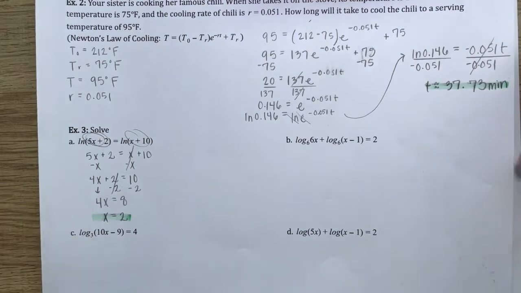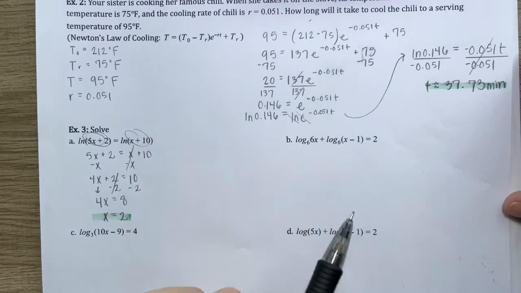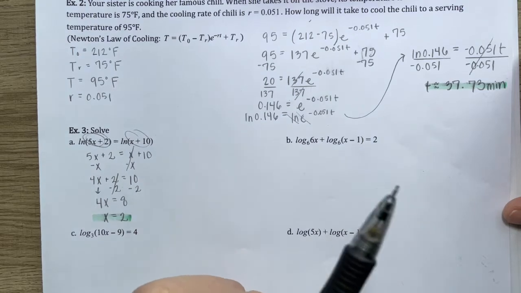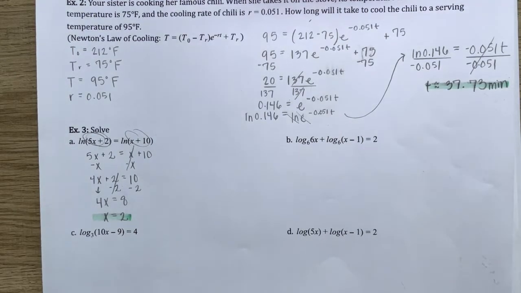And then for b, log base 6 of 6x equals log base 6 of x minus 1 equals 2. So now we can start to think about using properties in order to simplify the left side of the equation, because we know there's a product property that occurs either when we're multiplying two values together or when we're adding two separate logs together.